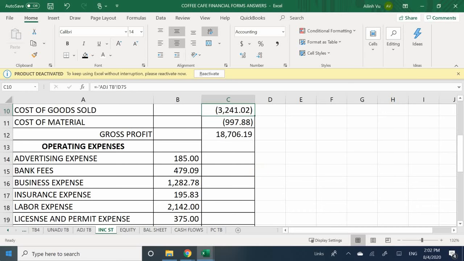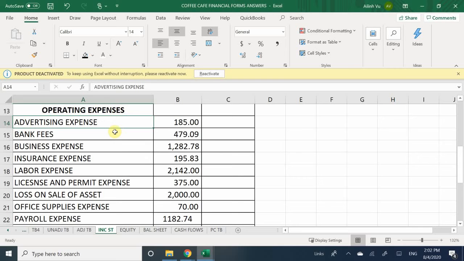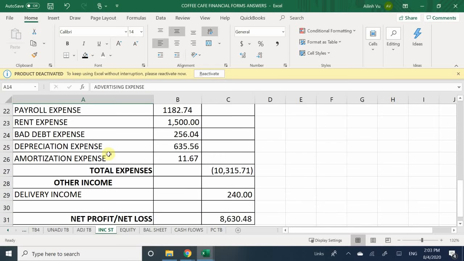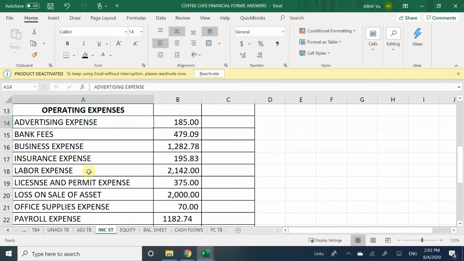So in this case, I went ahead and gathered all my information. So operating expenses, that is everything, all the accounts and operating expenses that we incurred. So for example, we had advertising expense for $185. We had bank fees, which we recorded earlier, for $479. We had business expense for $1,282. Insurance expense, labor expense, license and permit, all of those. Every single account, you need to calculate every single operating expense you had incurred for the month of June.